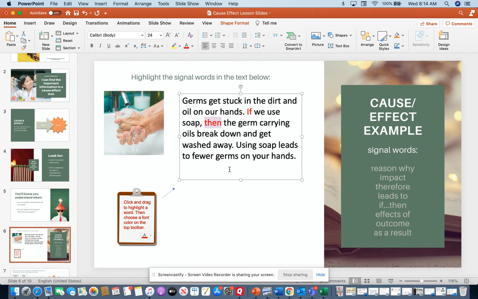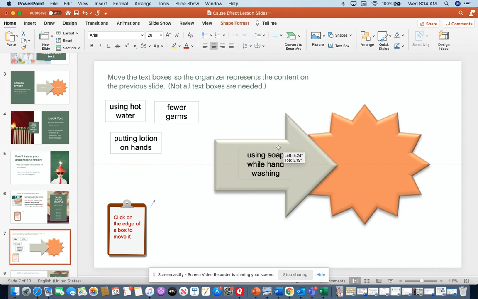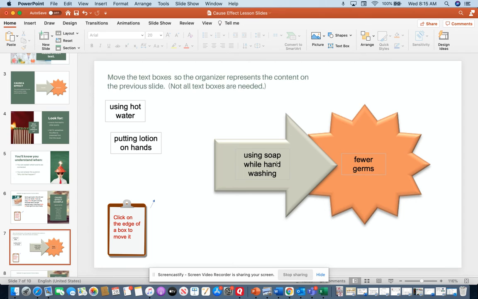The germs carrying oils break down and get washed away. Using soap leads to fewer germs on your hand. So, we're going to look at the cause and effect. Using soap while washing your hands is the cause of fewer germs. So this is your cause, and your effect is fewer germs.